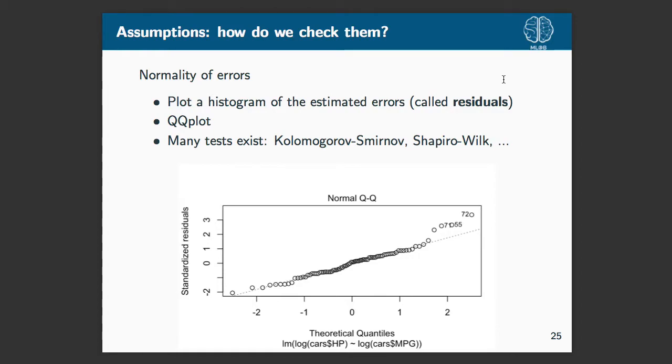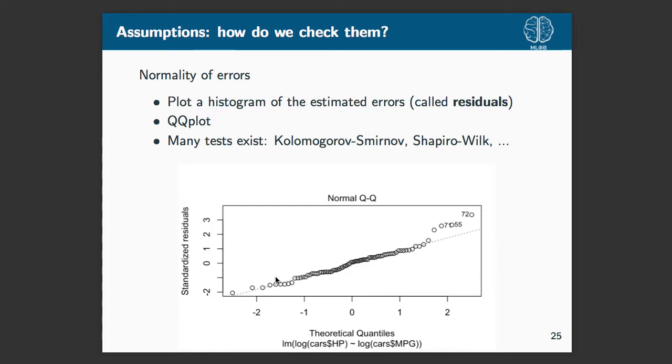A QQ plot is where I'm plotting the sample quantiles of my data against the theoretical quantiles of a normal variable. If my residuals do indeed come from a normal distribution, then the sample quantiles should lie very closely to the theoretical quantiles proposed by the normal distribution. So if the data was indeed normal, these points right here should lie on a straight line. And this, to me, is good enough.